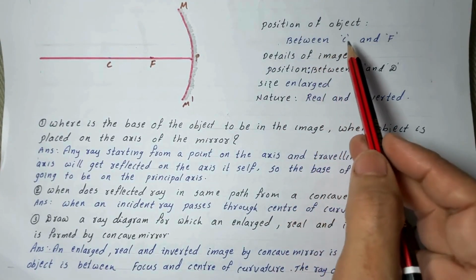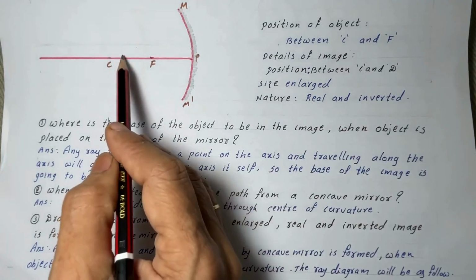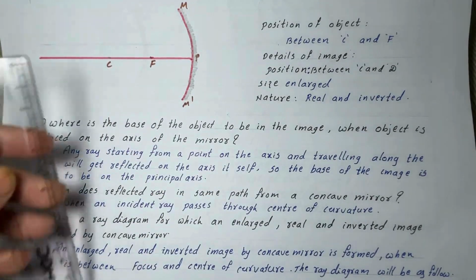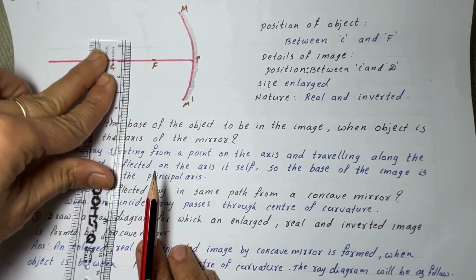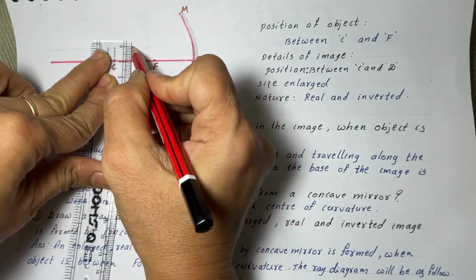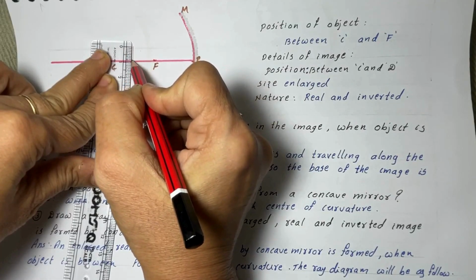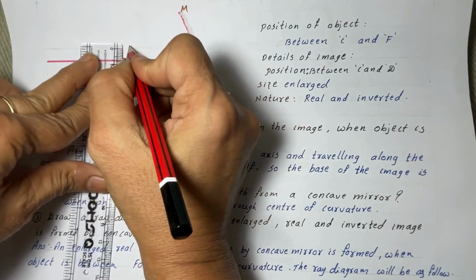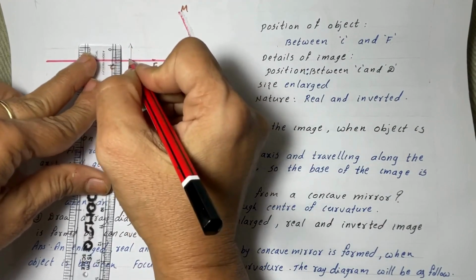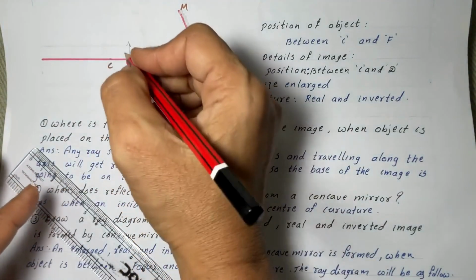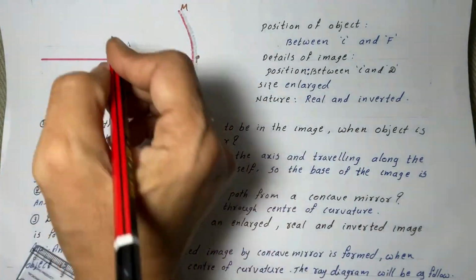Now keep the object between C and F. Here our object is between the center of curvature and focus. As usual, take one object which is 1 centimeter in height, and the object is kept upright to the principal axis. So this is one erect object AB.